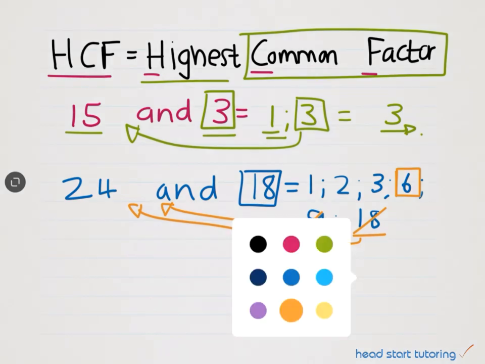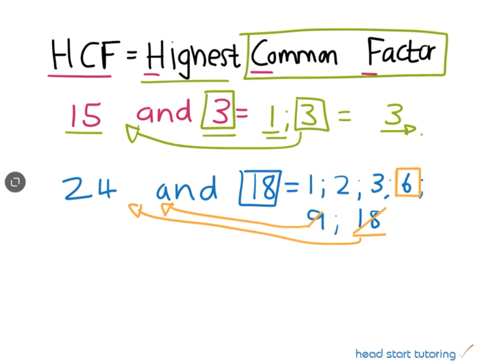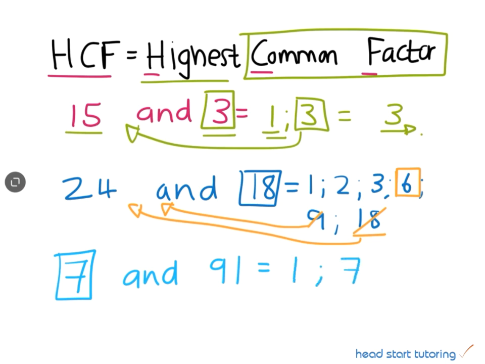If we have a look at the highest common factor between 7 and 91, we then need to list the factors of 7, which is 1 and 7. We then need to have a look. Yes, we know that 1 is a factor of 91 because 1 is a factor of all numbers, but now we need to have a look to see whether the 7 fits perfectly into 91.